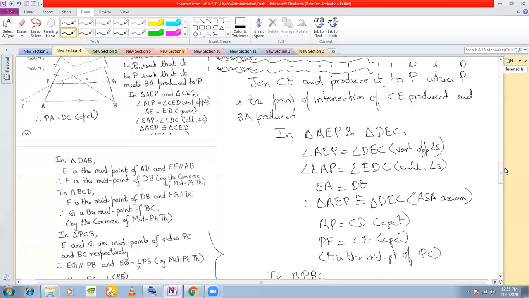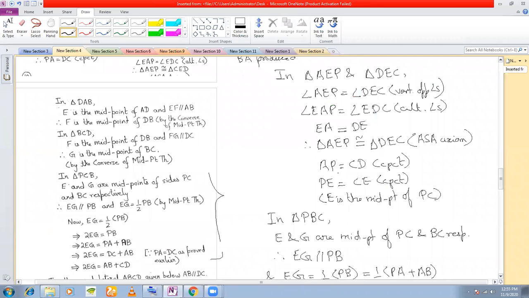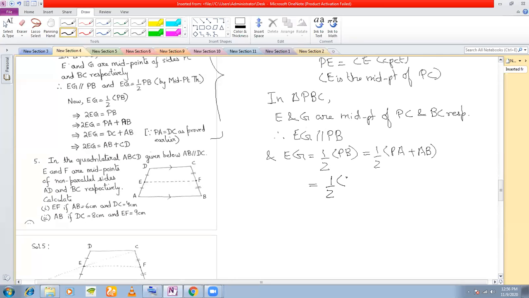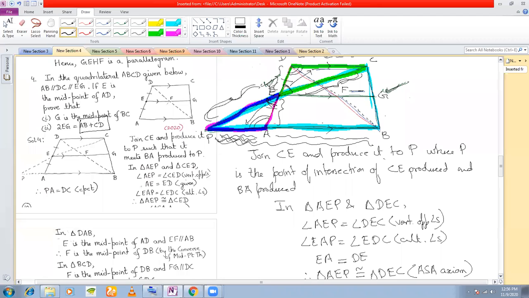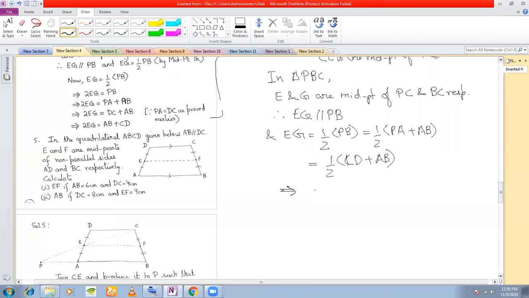Now, what is PA? What is this length? By CPCT, I have already shown that AP or PA must be equal to CD. So half of CD plus AB. Right? So I have brought AB and CD into the picture. That is what we have to prove here. Twice of EG is equal to AB plus CD. So I am getting EG is equal to half of AB plus CD. Therefore, AB plus CD must be equal to twice of EG. And that is the required proof.